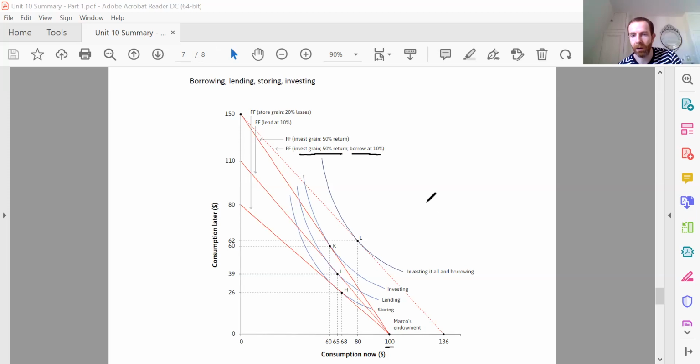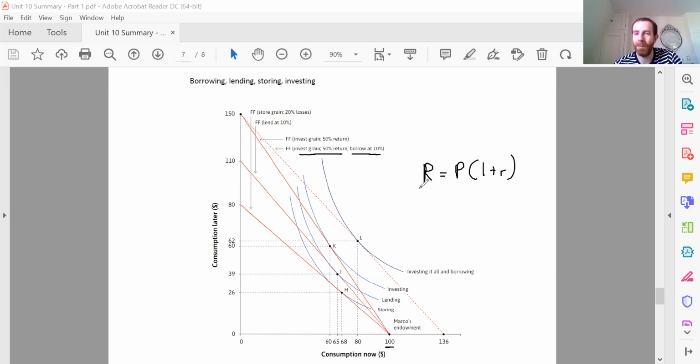Well, if Marco decides to take his endowment of 100 and invest it all, we know that's going to mean later on he is going to get $150 back on that investment. And if Marco knows that, he's thinking, well, if I know the maximum amount that I'm going to have later on is 150, let's go back to this formula that I used earlier on. The repayment equals the principal times 1 plus R.